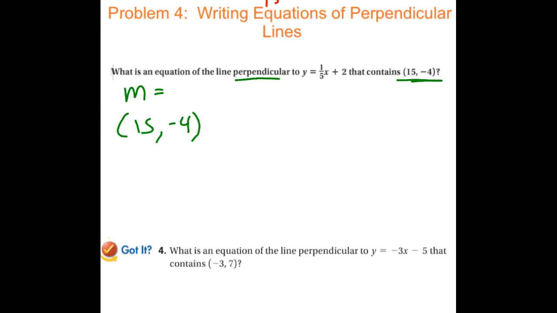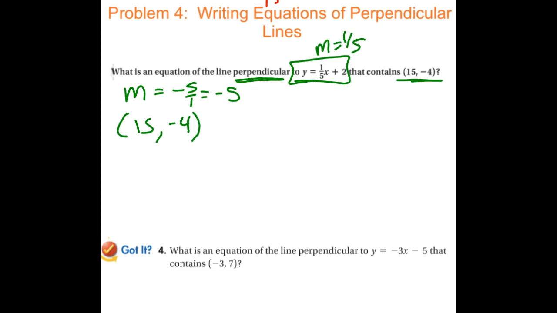Because we want a perpendicular slope, we're not going to take the slope we see there. The slope we see there is 1/5. The slope that's perpendicular to that is the opposite reciprocal. So what that means is we're going to change the sign. So it's positive, our slope will be negative. And then I want the reciprocal. I want to take that fraction and flip it. And that becomes 5/1, which is just -5.